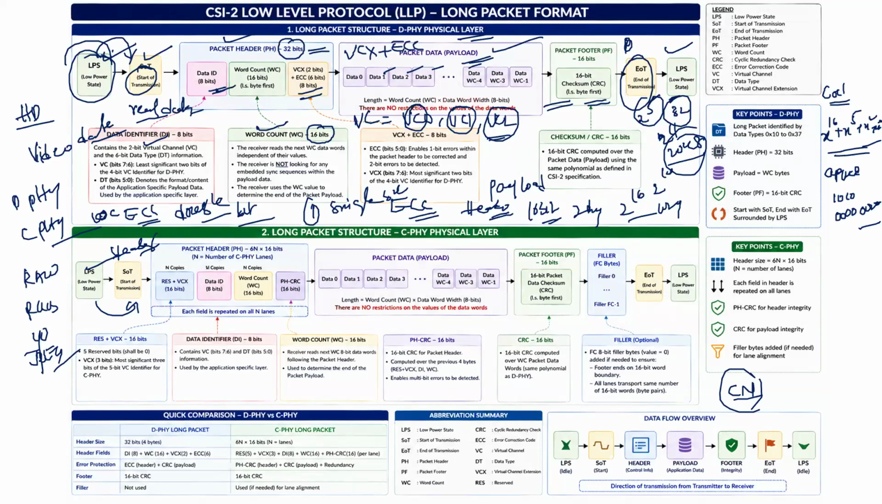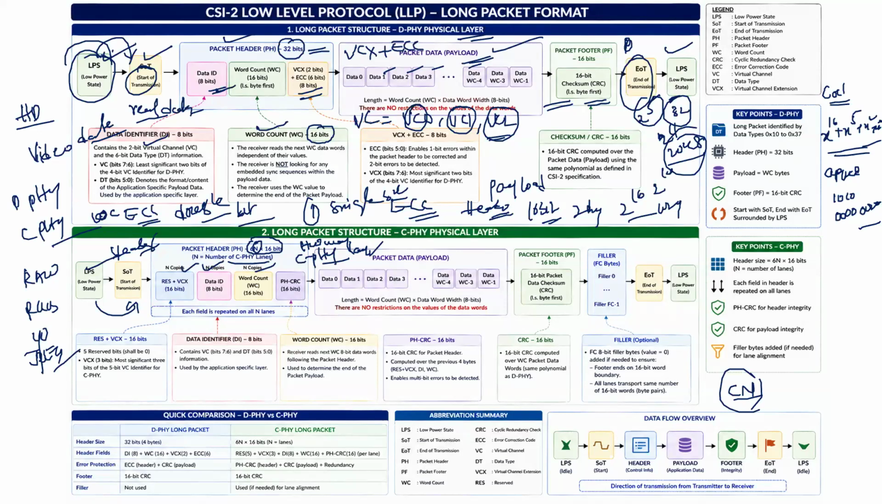After that, the packet header. In that, what are the things we have? The D5 layer and C5 layer are the same, but here the formula will be 6n into 16 bits. That n represents how many C5 layers we are using. That means n copies we are transferring.